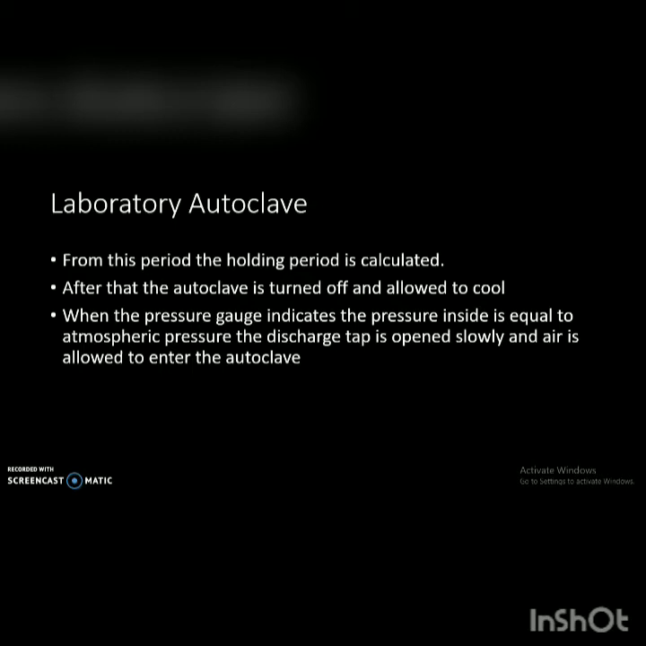When the pressure gauge indicates that the pressure inside is equal to the atmospheric pressure, the discharge tap is opened slowly and the air is allowed to enter the autoclave. If the discharge tap is opened when the pressure inside is high, the liquid media will tend to boil violently and spill from their containers, and sometimes an explosion can occur. If opened after the pressure inside has fallen below the atmospheric pressure, an excessive amount of water would have evaporated and been lost from the media. So we must be careful in opening the autoclave.